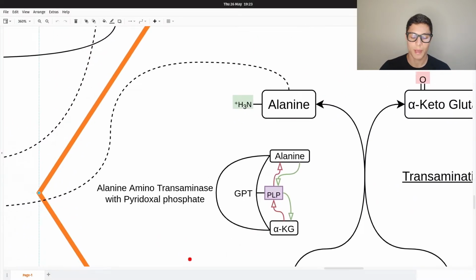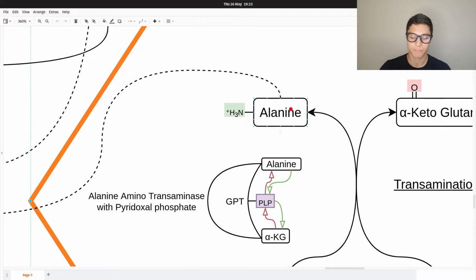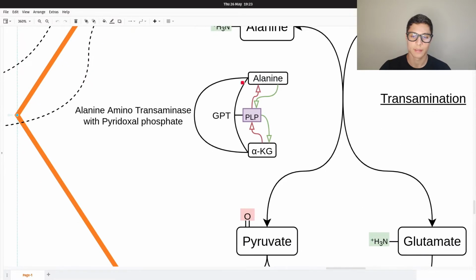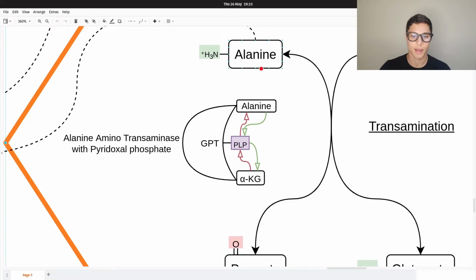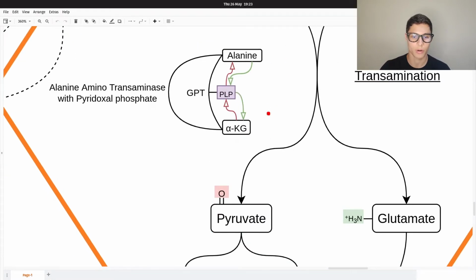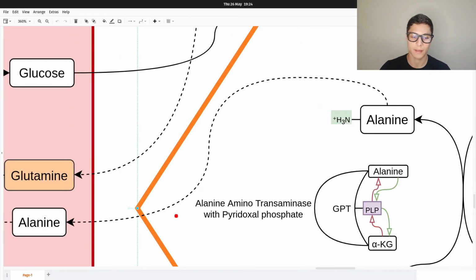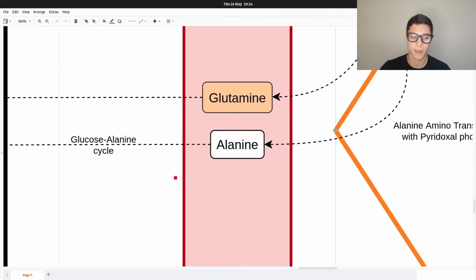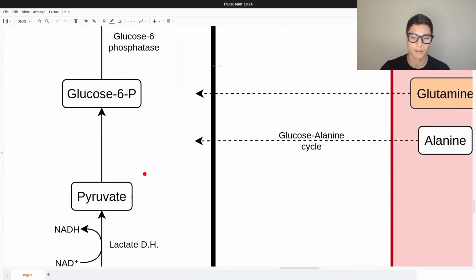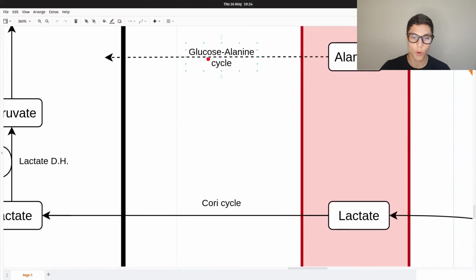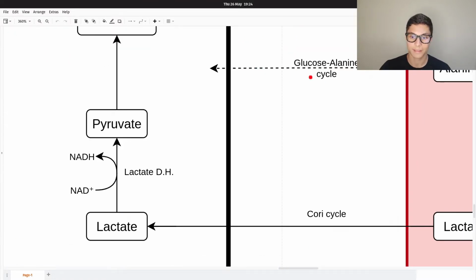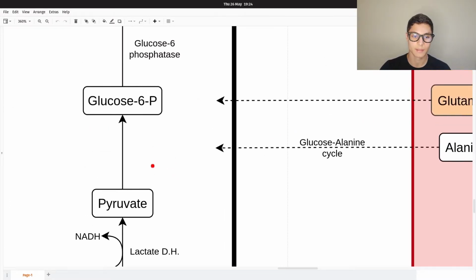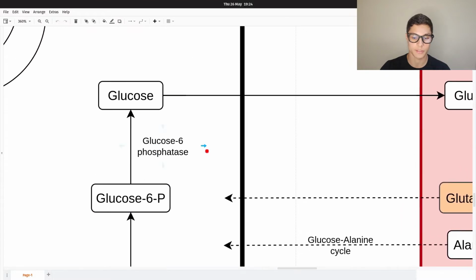We have to mention that alanine can help this process of getting new glucose because alanine can be synthesized from pyruvate, and we're going to see that. Alanine can travel to the blood and then enter the liver, and that's the glucose-alanine cycle. And like lactate, alanine can be converted back into pyruvate that can go through gluconeogenesis.